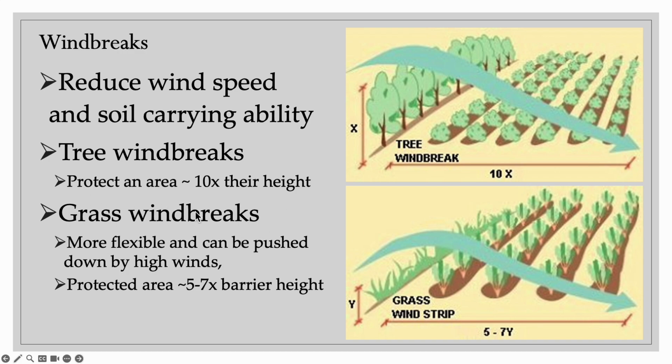For our grass windbreaks, it's not as much. It's more like 5 to 7 feet. So if we had some grass windbreaks that were 7 feet tall, and we got a 7x protection area, 7 feet times 7x, we would have about 50 feet worth of protection.